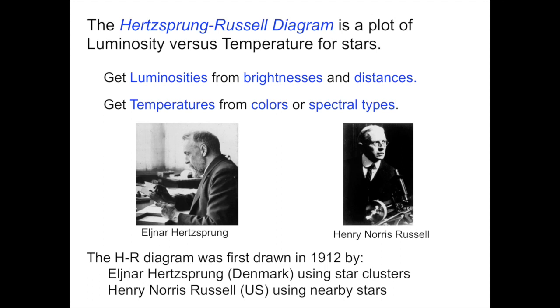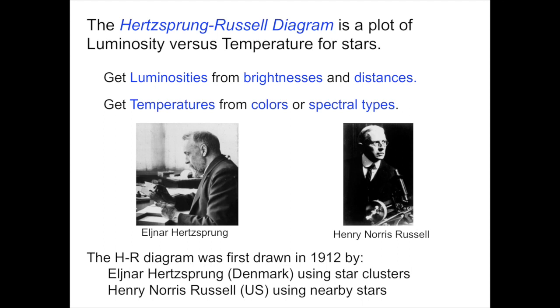We get the luminosity from measuring the apparent brightnesses and distances of stars, distances in this case usually through stellar parallaxes. And we get the temperatures of stars by measuring either their photometric colors or their spectral types, O, B, A, F, G, K, M, following the Harvard classification system developed by Pickering and Fleming and brought to its highest level of development by the work of Annie Jump Cannon.